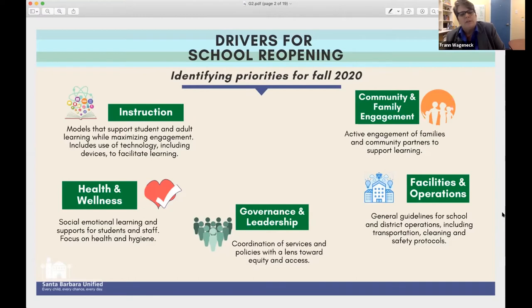Of course, health and wellness will also be covered, and really all of the work that we do stems from the governance and leadership with that lens towards equity and access.